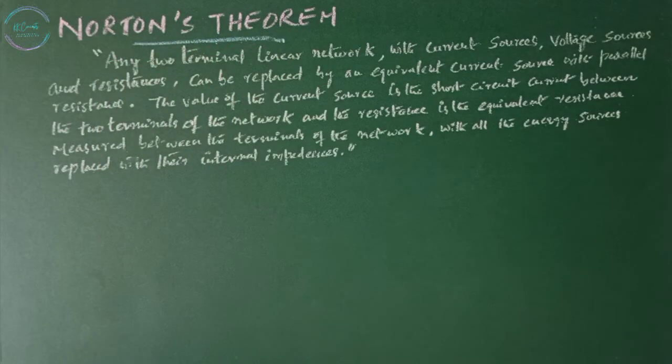Norton's theorem: any two-terminal linear network with current sources, voltage sources and resistances can be replaced by an equivalent current source with parallel resistance. The value of the current source is the short circuit current between the two terminals of the network, and the resistance is the equivalent resistance measured between the terminals of the network with all energy sources replaced with their internal impedances.